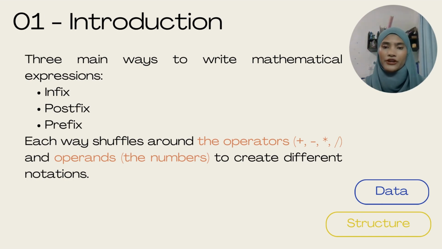In the world of mathematical expressions, we have 3 main ways to write them down, which are infix, prefix, and postfix. Each way shuffles around the operators like plus, minus, multiply, and division, and the operands, which is the numbers, to create different notations. While infix is key for human readability, computers often find prefix and postfix easier to handle. These notations don't rely on parentheses or operator precedence rules, making them more efficient for evaluation.